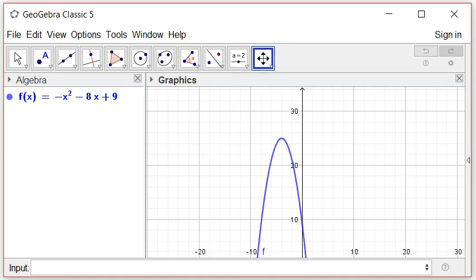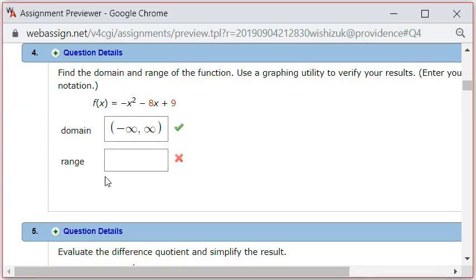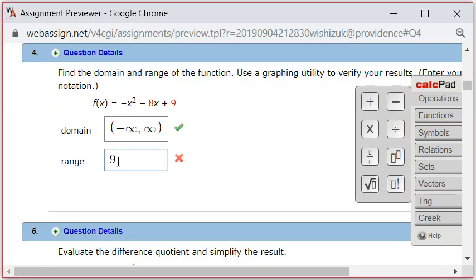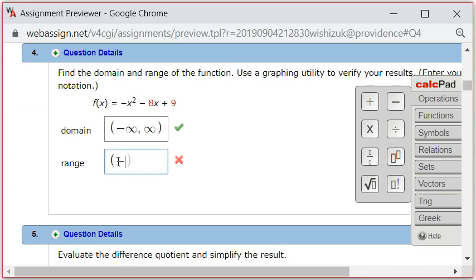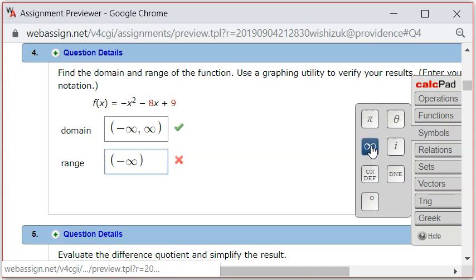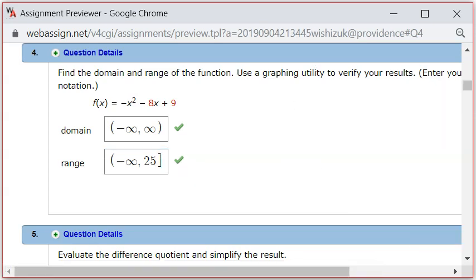All right, so let's type this in. The range is from negative infinity to 25, and then we put that square bracket. Let's check the answer. I came back, and it looks like we got the range correctly as well. All right, that's it. I hope that this was clear.